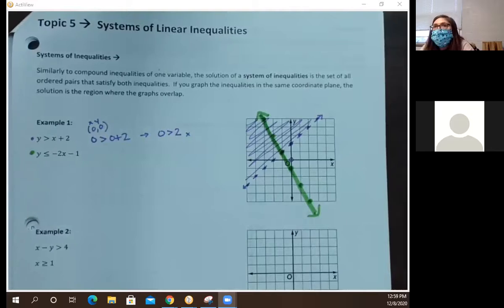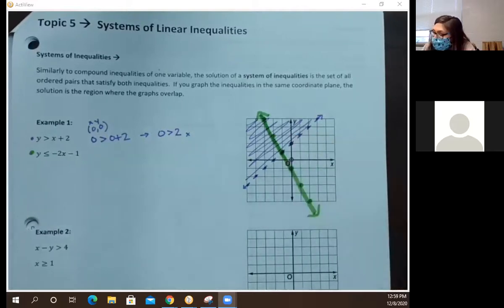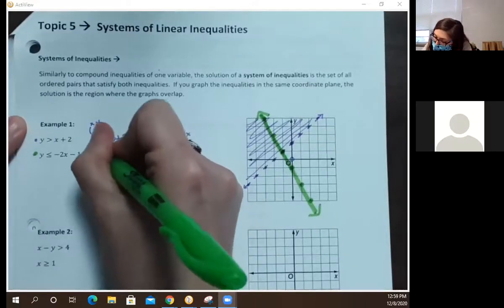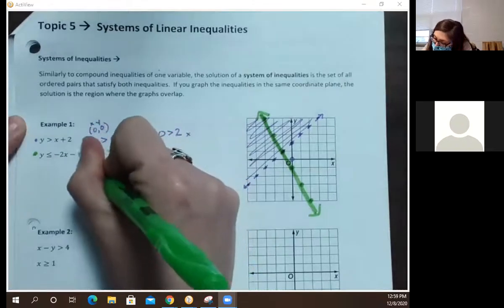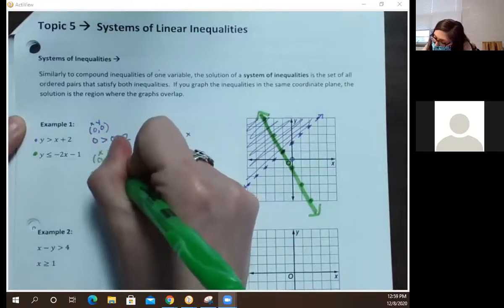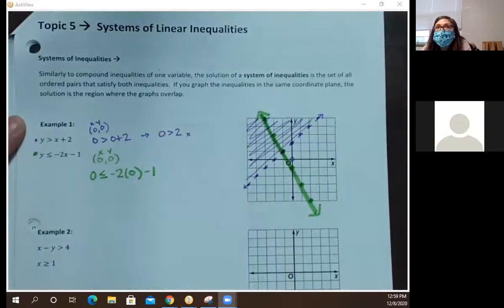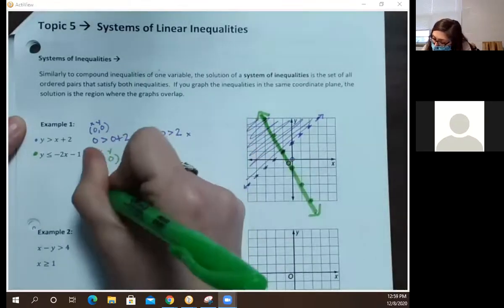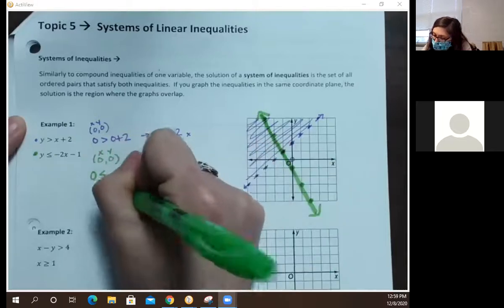And now I need to decide where to graph. 0, 0, again, is not on the line, so I'm going to pick that as my test point again. So when I plug that in, I would have 0 is less than or equal to -2 times 0 minus 1. -2 times 0 is 0. So 0 is less than or equal to -1.